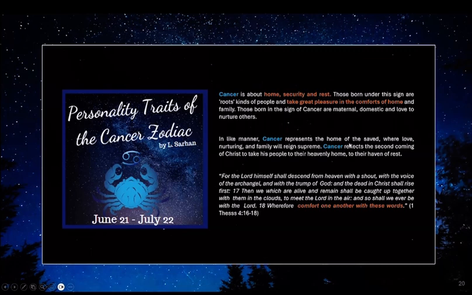Cancer reflects the second coming of Yahusha to take his people to their heavenly home, to their haven of rest. And then when it talks about the second coming, it says to comfort one another with these words. So all that ties in.